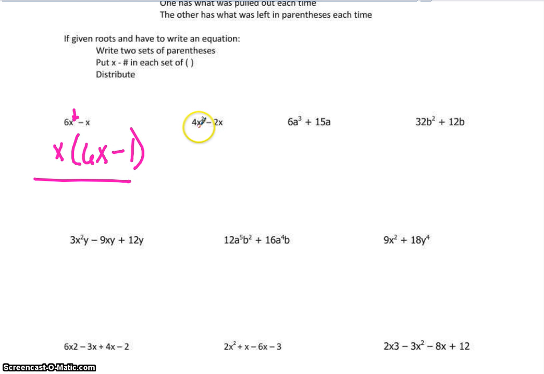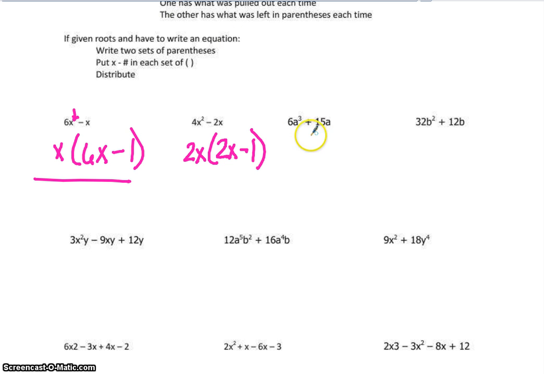4x squared minus 2x, look at your number first. 4 and 2 will both divide by 2. Look at your letters, they both have an x. So we're going to pull out a 2x. So 4 divided by 2 is 2. X squared, you pull an x out and you have x left. Minus, because they said minus. 2 divided by 2 is 1. X, you pull it out, it's gone. So all of that cancels and you put 1 there as a placeholder.